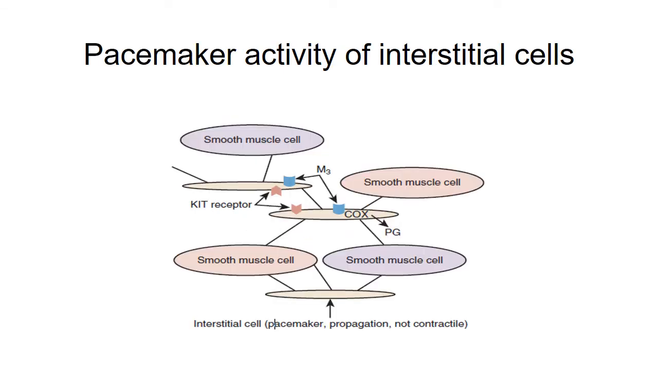Now looking into the pacemaker activity of the interstitial cells. This picture shows interstitial cells in the detrusor muscle layers. These cells are not contractile, but they are pacemakers with a spontaneous activity, and they can propagate signals between the detrusor muscles. They contain tyrosine kinase receptors or KIT receptors, muscarinic receptors M3, and they also produce prostaglandins.